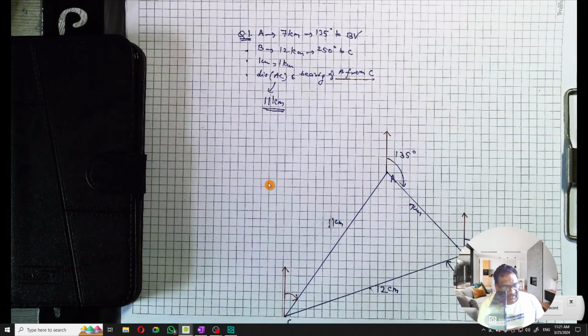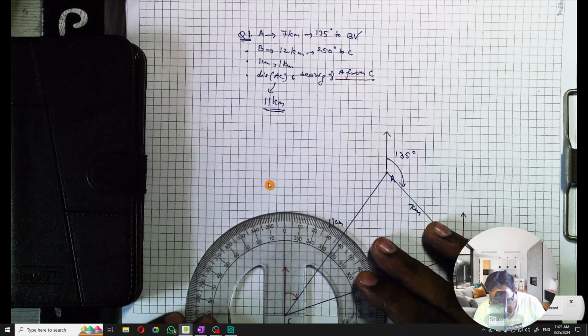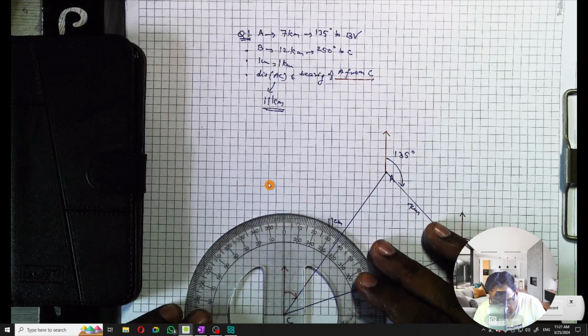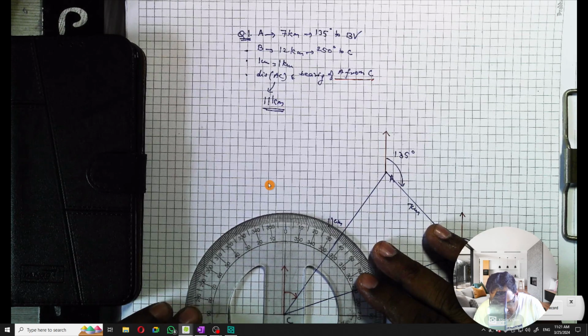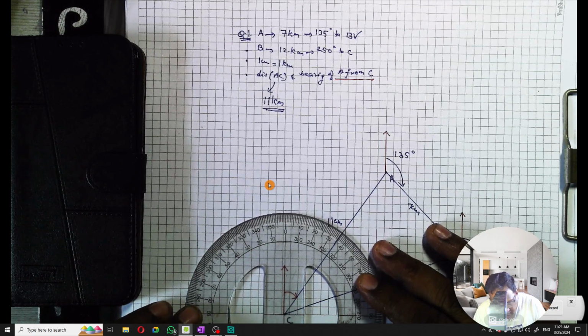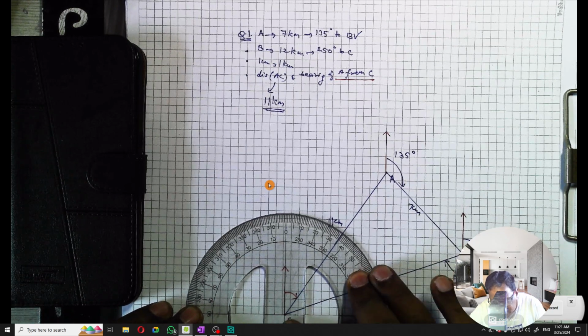Now let us again take the protractor and measure this particular angle, that is the bearing of A from C. If I happen to measure this, it comes to around 35 degree. 0, 10, 20, 30, and then 35. So this is 35 degree. So the bearing of A from C is nothing but 035, that is 35 degree.